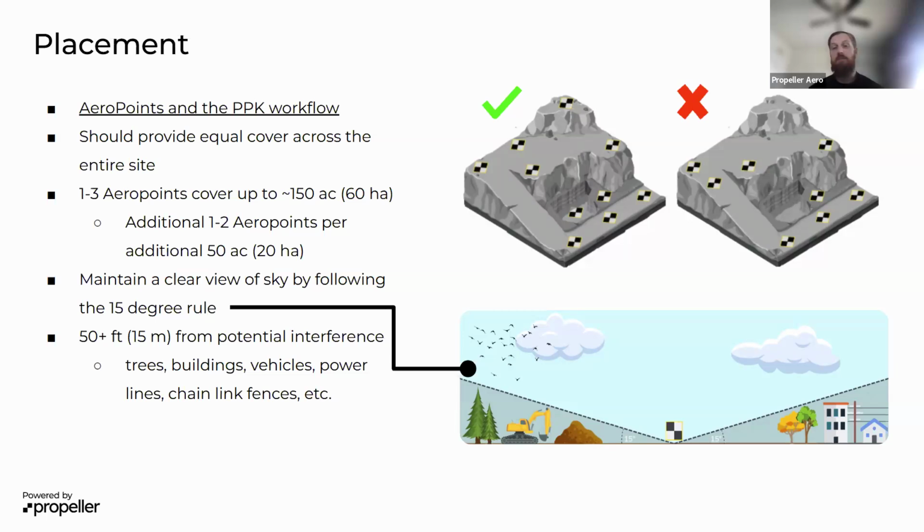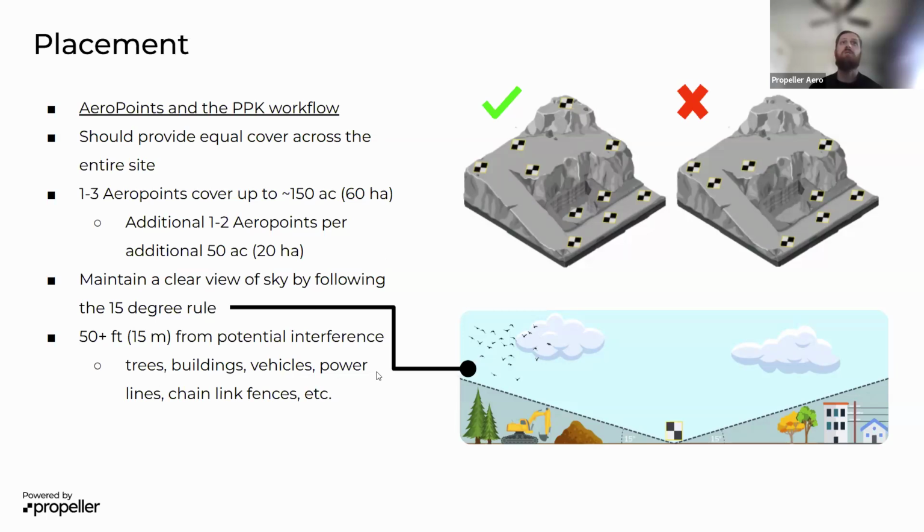50 feet from any kind of obstruction. The pickup truck is typically the one that people forget to keep the AeroPoint away from, but we'll know after your first flight if you're dropping it out the pickup truck and not driving a few vehicle lengths away.